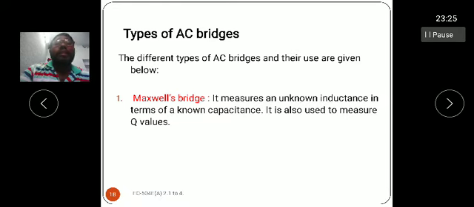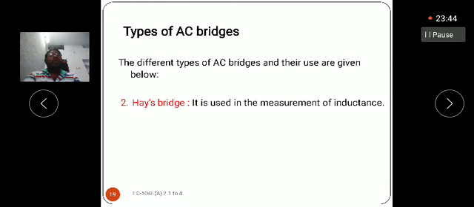That is the advantage of using the Maxwell's bridge. It measures an unknown inductance in terms of known capacitance. It is also used to measure the Q values. This is the advantage or the use of the Maxwell's bridge. Second one is the Hales bridge. It is used in the measurement of inductance.